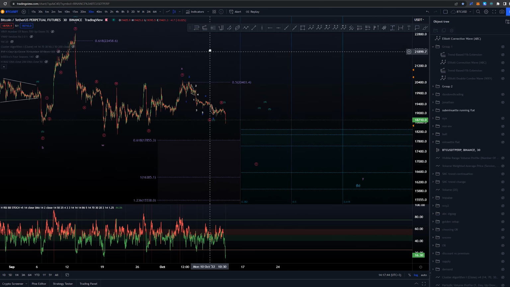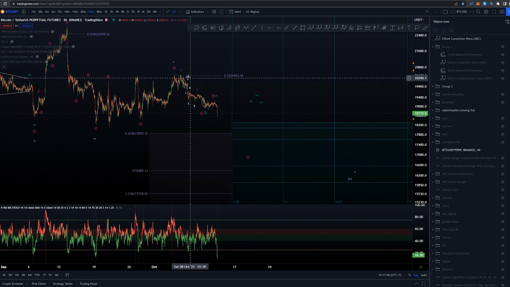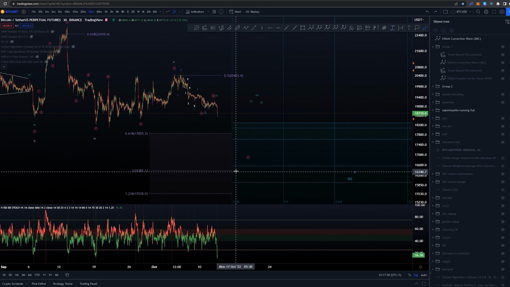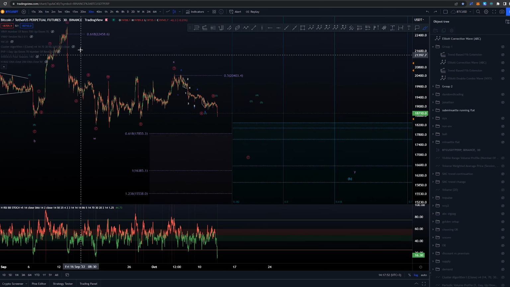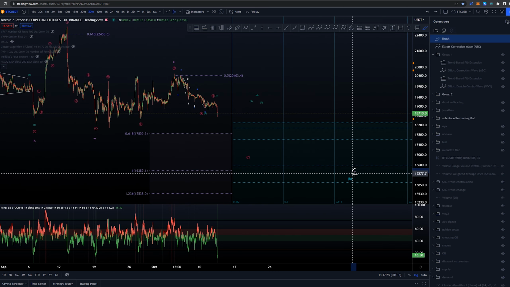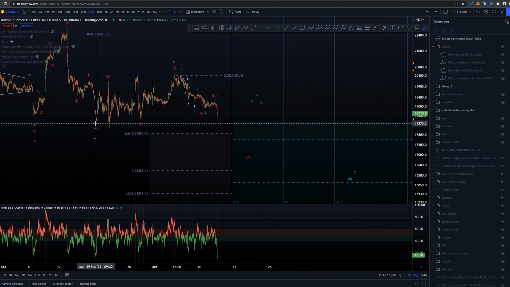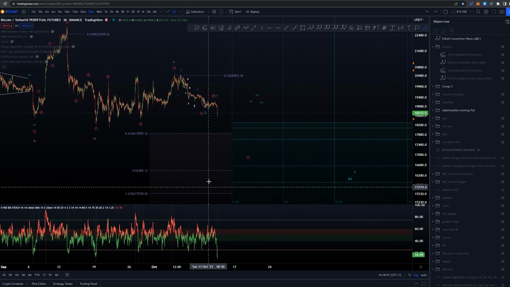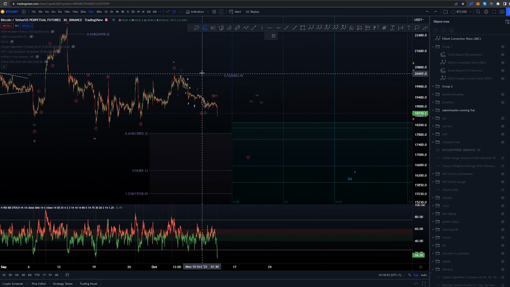However, it does not really fit into the idea of this count, because again, we would be looking for a three-way structure. Now, the 1-to-1 in price for this wave Y here, comparing that to the wave W, would be around the 16.4k. So there is definitely going to be a lot of space here.